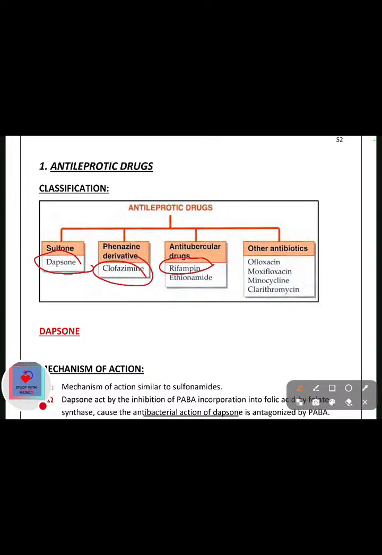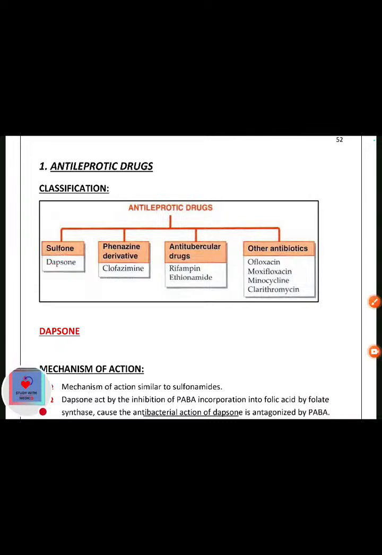Alright, so the main two classifications of anti-leprosy drugs are what we call sulfones and non-sulfones. Sulfones are things like dapsone and clofazimine. They work by disrupting the bacteria's ability to make folic acid, which is essential for them to survive. Non-sulfones are things like rifampicin. They work in a slightly different way by interfering with how the bacteria make proteins.